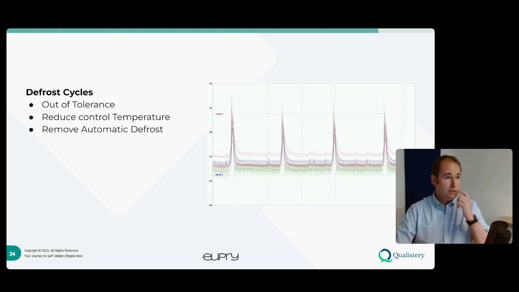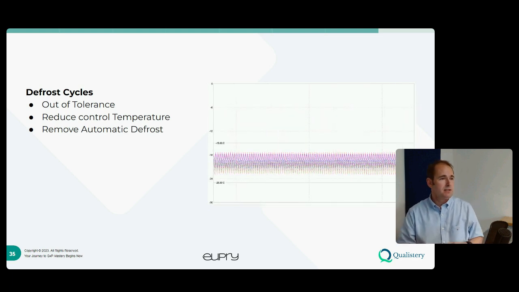Yeah, so we need to reduce the frequency of those issues. So we can remove that defrost cycle altogether and get better control. But it is always going to be a trade-off between ice buildup and those out of tolerance results on the defrost cycle. Some units can control better within the units, some are worse. It really depends on the manufacturer.